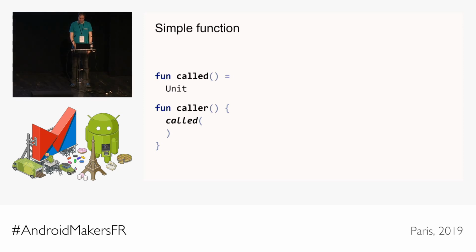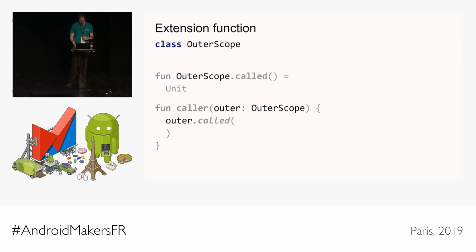So starting with a simple function. There's a call function that does nothing, and there is a caller function that calls the other one. Both of these are in the global scope, and they are available everywhere. We want to restrict where functions are available, so we make the first one an extension function on a scope. That means that the called function can only be called when the receiver is in scope. For now, I will just add the parameter and call the function on there.